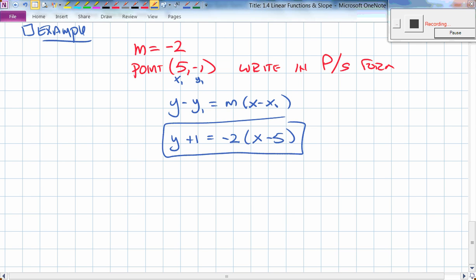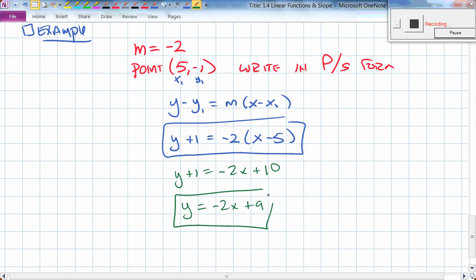Super easy, right? Okay, now, here's a bonus question. What if I were to keep going in terms of simplifying this equation here, y plus 1 equals -2 times x minus 5? What would happen if I keep going? Yeah, let's do that. So I'd get y plus 1 equals what? -2x plus 10, yeah? And then subtract 1 from both sides, so what would I get?